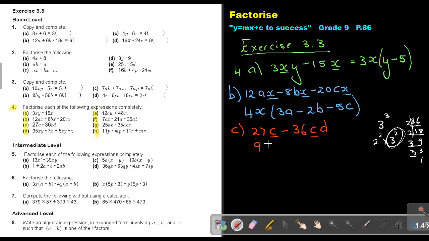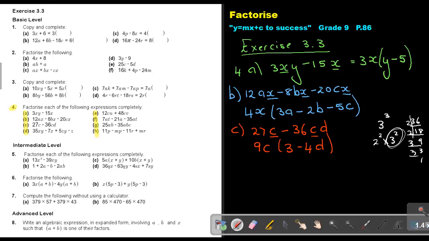Is c in both? Yes. If I divide 27 by 9, what will that be? That will be 3. The c cancels. 36 divided by 9, what will that be? That's 4. The c cancels and the d is left.